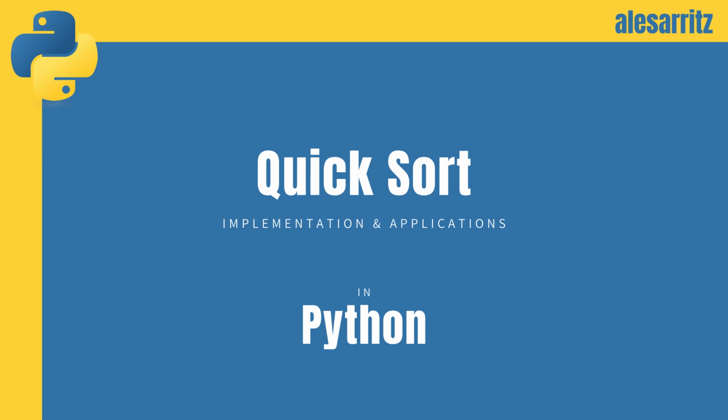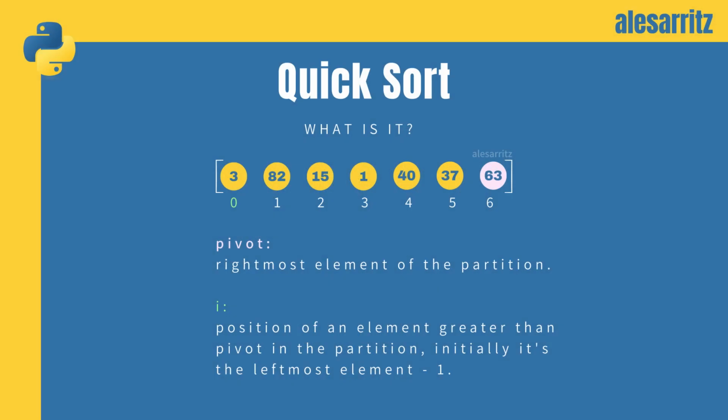My name is Alessia and today we'll talk about the implementation and applications of quicksort. Quicksort is a sorting algorithm in which we pick a random element and partition the array such that all numbers that are less than the partitioning element come before all elements that are greater than it. The partitioning can be performed efficiently through a series of swaps.